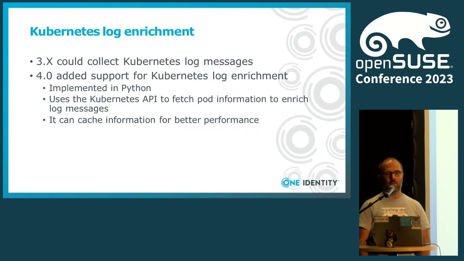Version 3 of Syslog-ng could already collect log messages from Kubernetes. Version 4 added support for Kubernetes log enrichment. This is implemented in Python. It is using the Kubernetes API to fetch pod information to enrich log messages. And it can also cache information to make sure that the performance is not too bad.